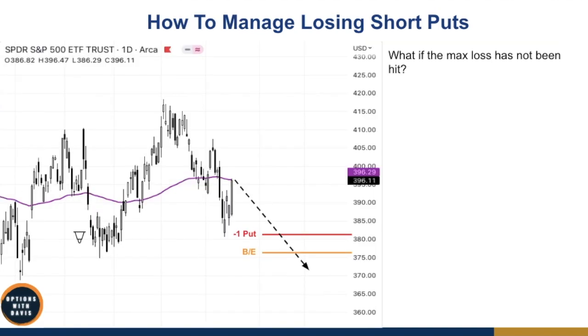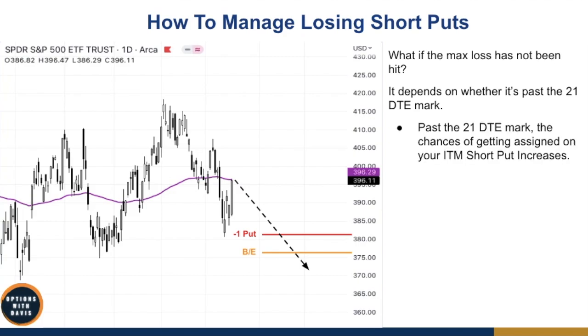So what do you do if the max loss has not been hit? This comes down to whether it's past the 21 days or not, right? The 21 DTE mark. So this is an important milestone. I also mentioned this in the other two videos on managing your losing iron condor and managing your losing credit spread. The main reason why we want to use the 21 days to expiration mark as the milestone to see whether we do something or not is, first of all, because the chances of getting assigned on your in-the-money short put increases, right?